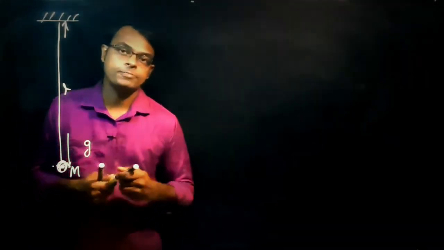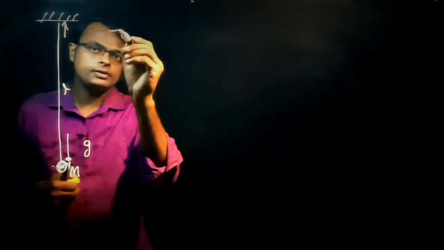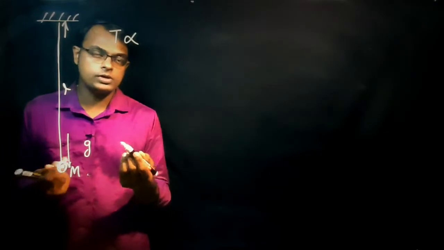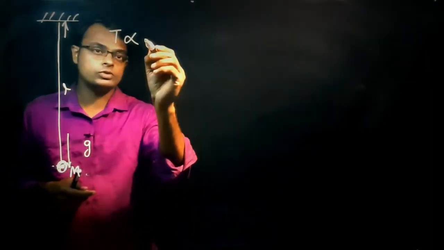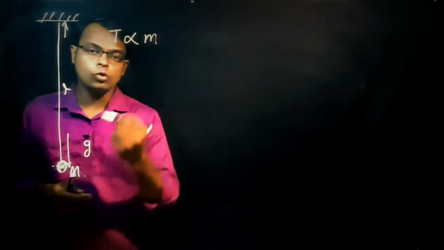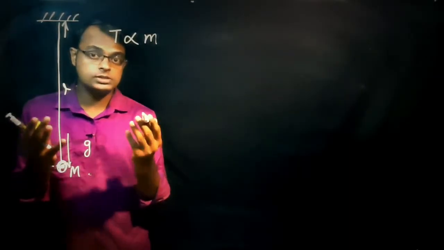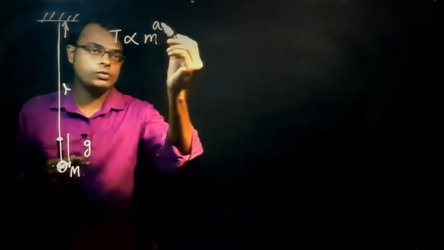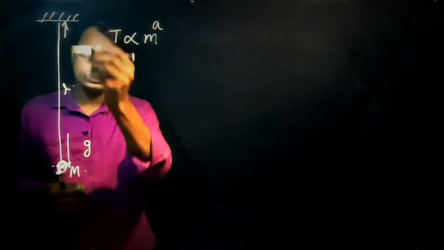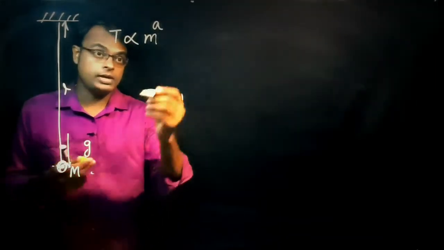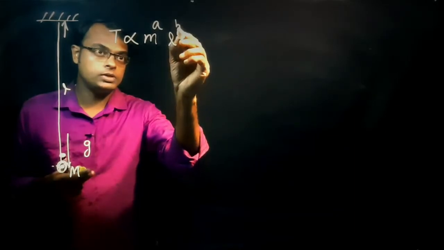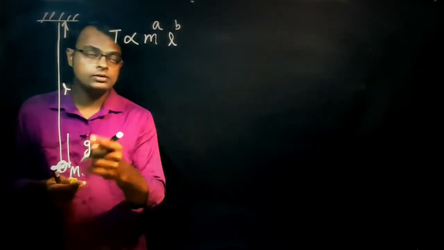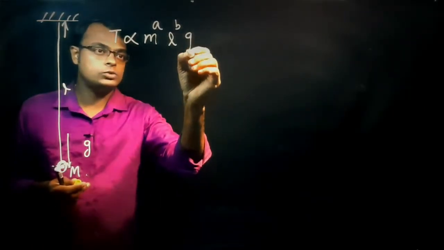Now, what is the first step here? Let's write. We are assuming that the time period may depend on the physical quantities we have discussed. One is the mass of the bob. We don't know if the mass is present there, we don't know what the power is, so we write m to the power a. What is the next quantity? It may depend on length, so length to the power b. Next, the g value, so we can write g to the power c.